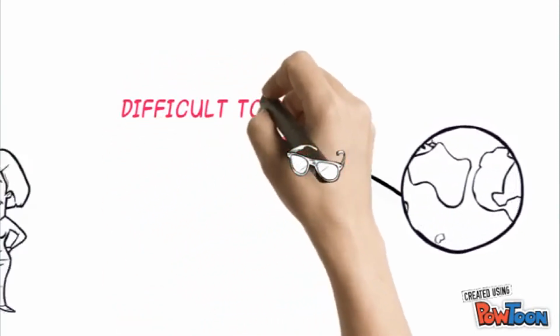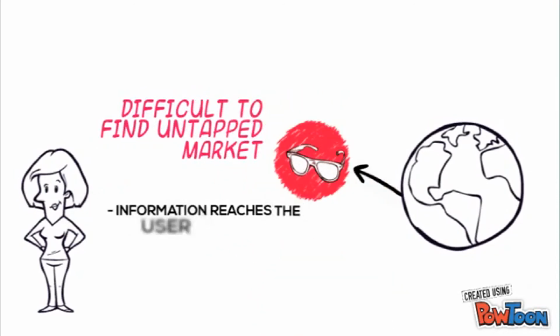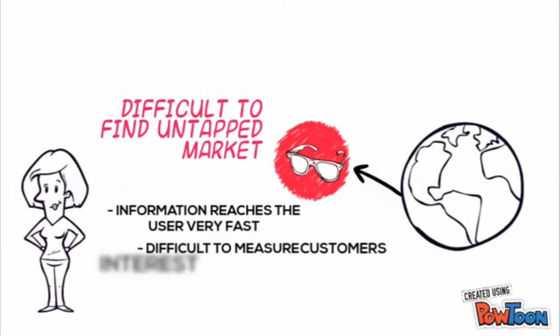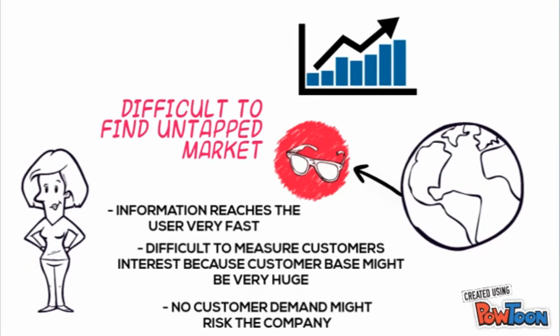A company finds it difficult to find an untapped market, especially in a globalized world, since information reaches the user very fast. The first mover will find it difficult to measure customers' interest because the customer base might be huge, so that may give risk to them if no customers demand their products or services.